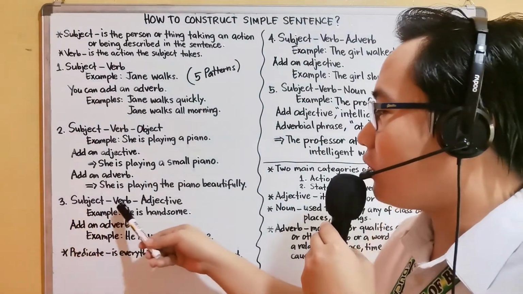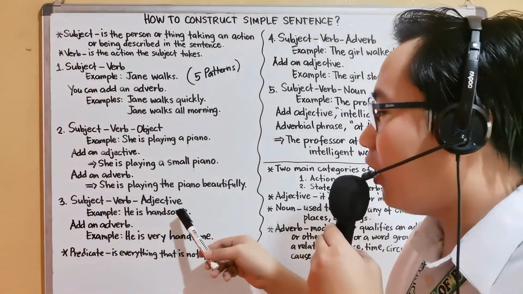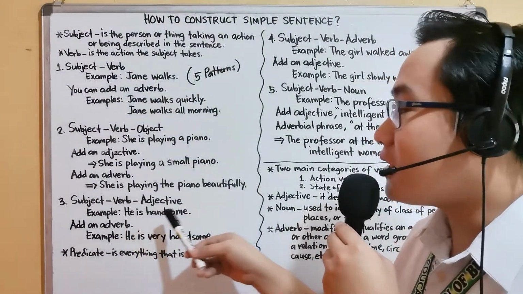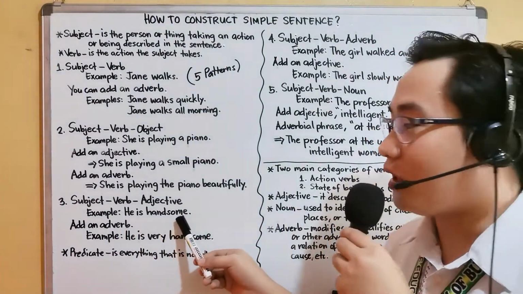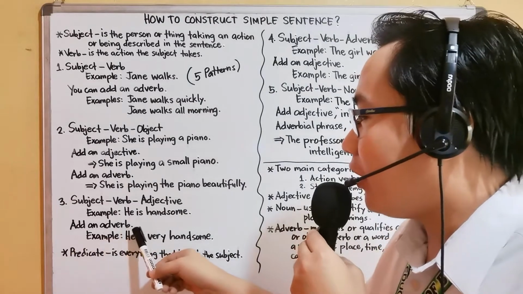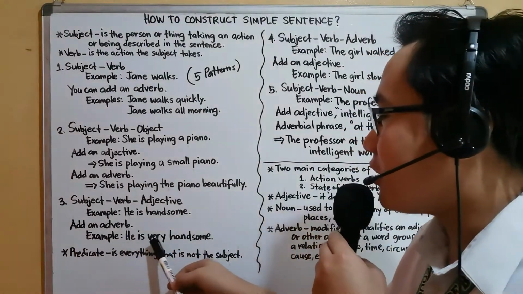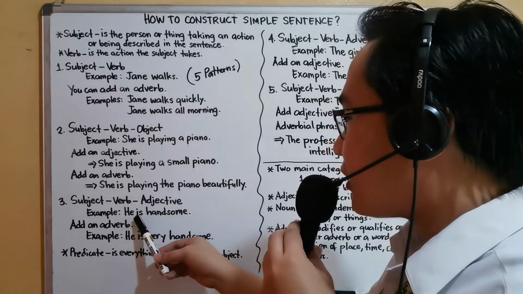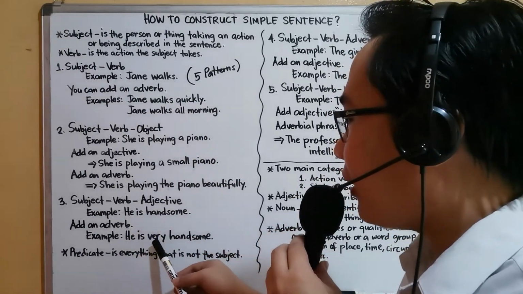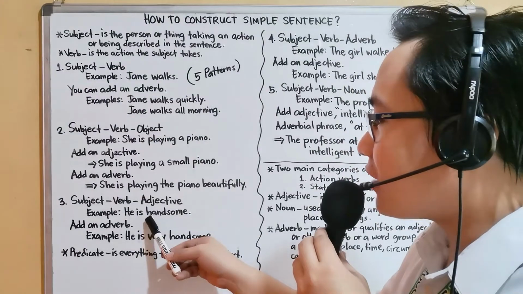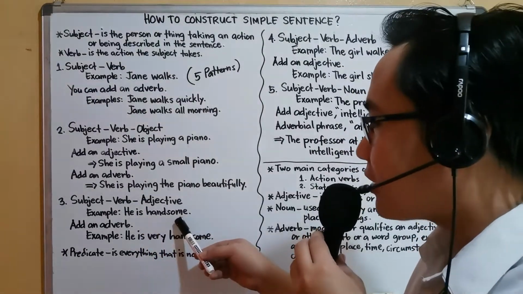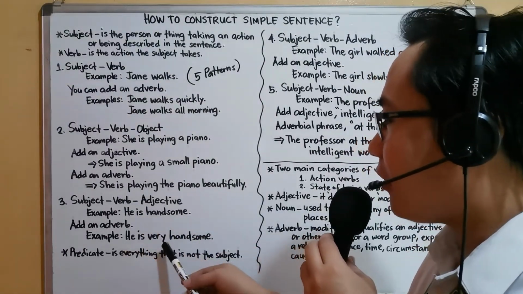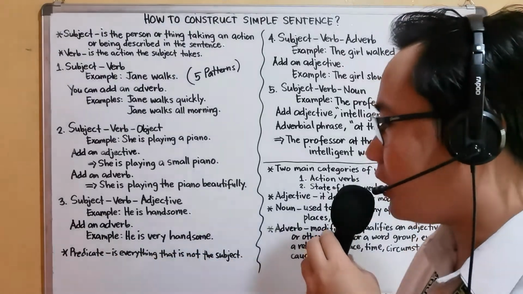We have the subject, the verb, and the adjective. Okay, example, he is handsome. This is our example. Okay, so add an adverb. Example, he is very handsome. So from the original sentence, which is he is handsome, we just simply added very, okay, to emphasize the adjective handsome. So this is now he is very handsome by adding an adverb in the sentence.